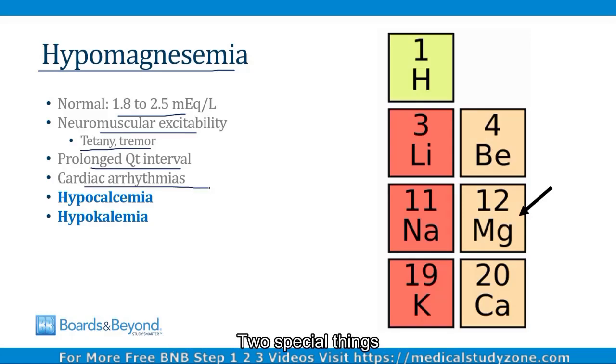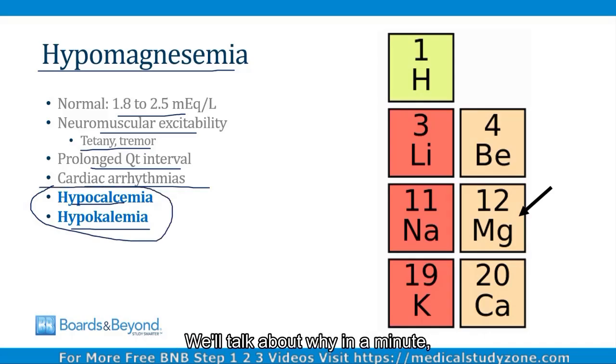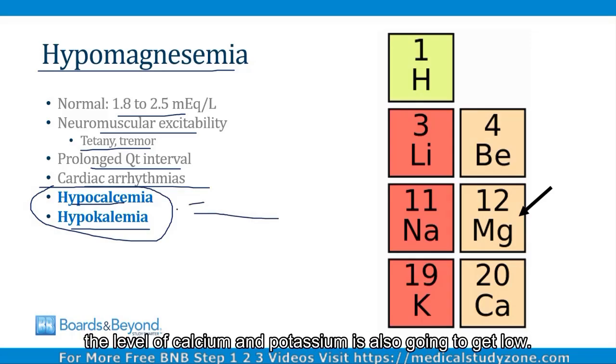Two special things that happen when magnesium is low, however, are hypocalcemia and hypokalemia, and it's very important to remember this. Magnesium is related to the metabolism of calcium and potassium. We'll talk about why in a minute, but what this means is anytime the magnesium level is low, the level of calcium and potassium is also going to get low.